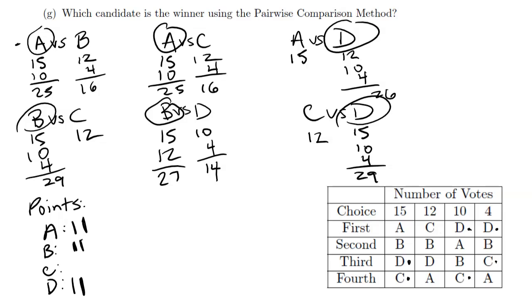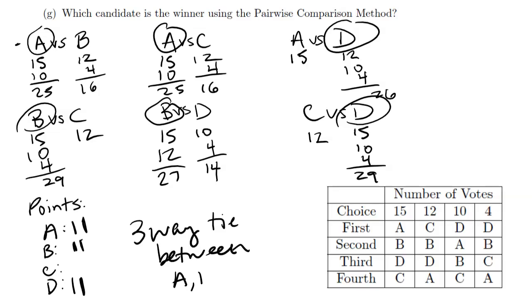This is a really interesting example for pairwise comparison. Remember, what we do now is try to decide a winner. We look at who got the most points. But we can see we actually have a three-way tie between A and B and D. This is one of the interesting things with the pairwise comparison method. We talked in the past about different pros and cons of various methods, and this is a con of this method: it is fairly prone to ending up with ties, which obviously is not ideal for the sake of determining a winner of an election.